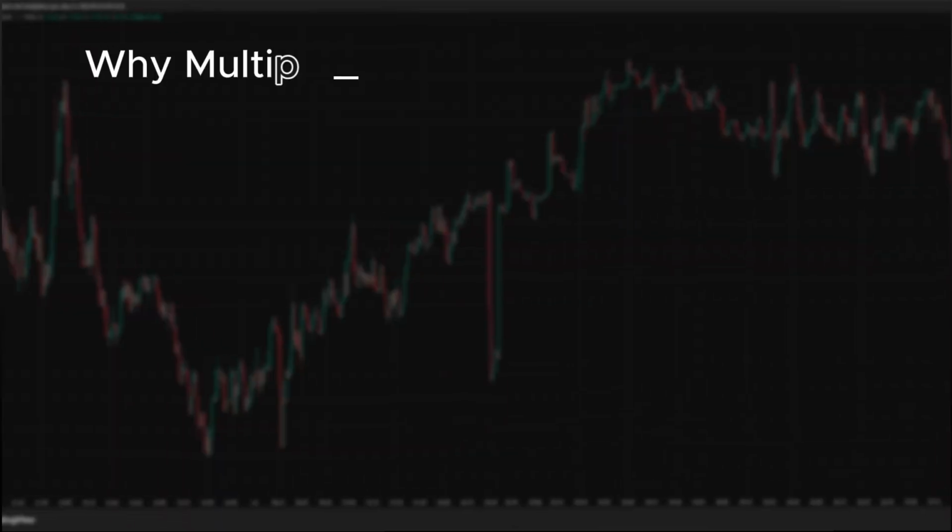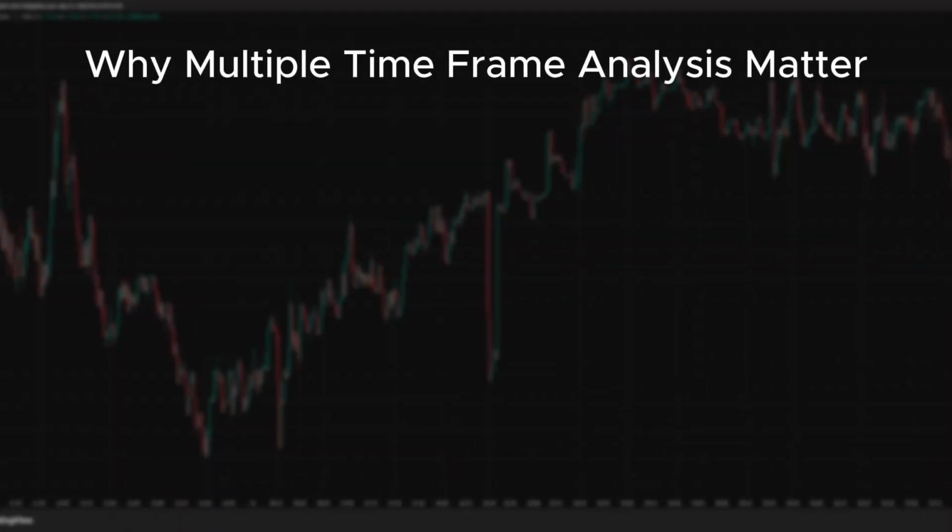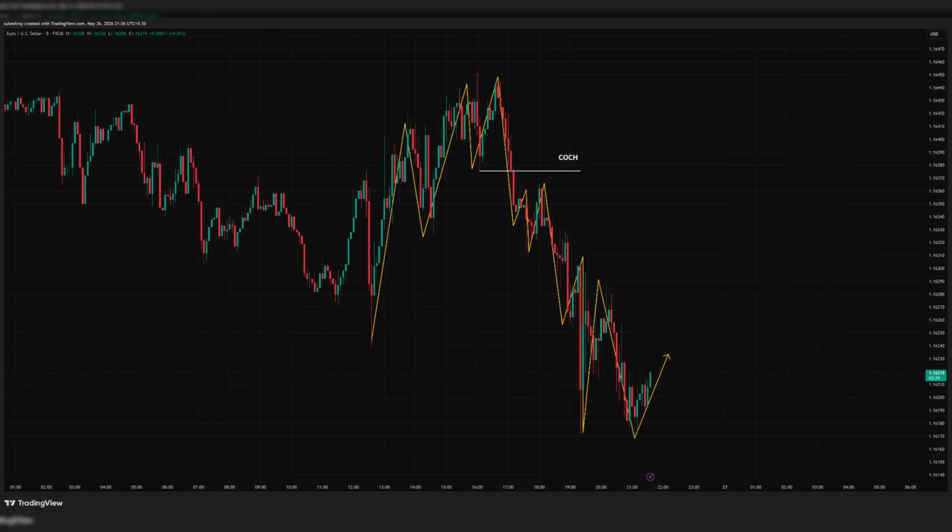Why multiple time frame analysis matters. One, it solves directional confusion. Let's say you're looking at a 5-minute chart. Price is moving up, then down, then breaking structure both ways. Everything feels choppy. You can't tell whether the market is bullish or bearish.